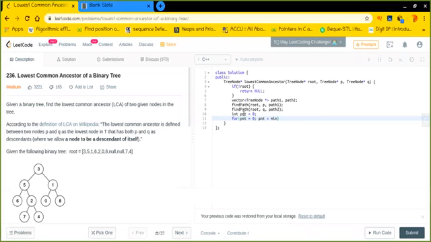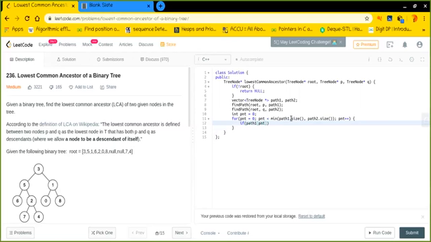So let me say path 1 dot size, and after this I can say pnt plus plus. And here we will find out the mismatch.